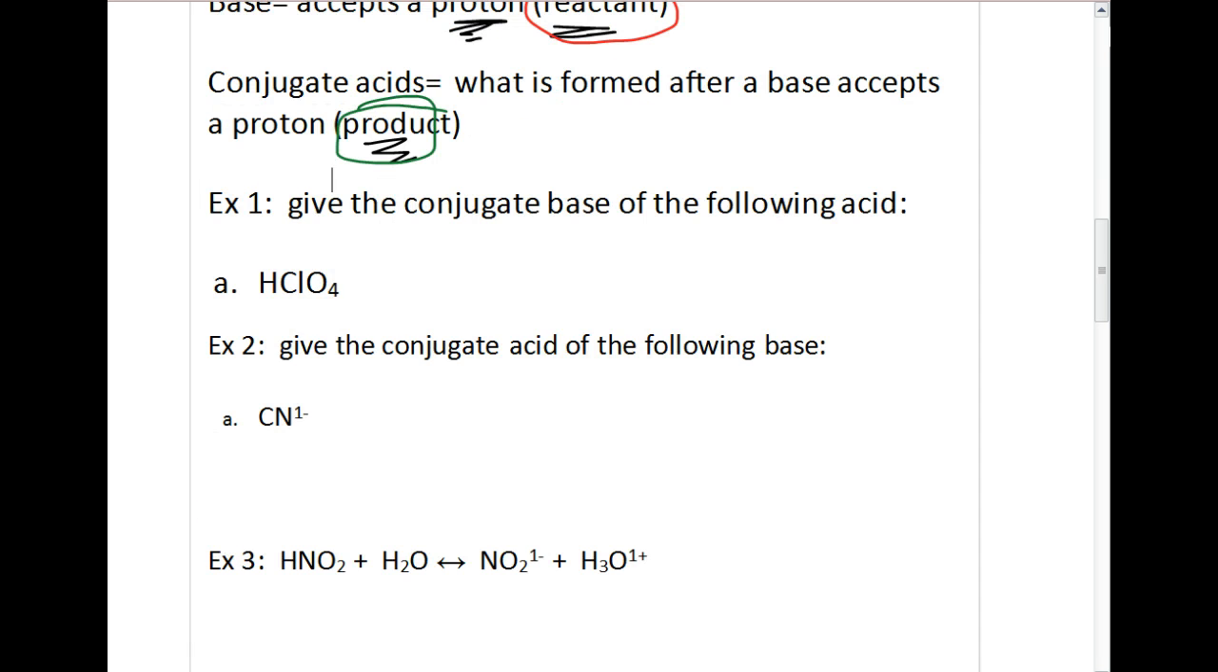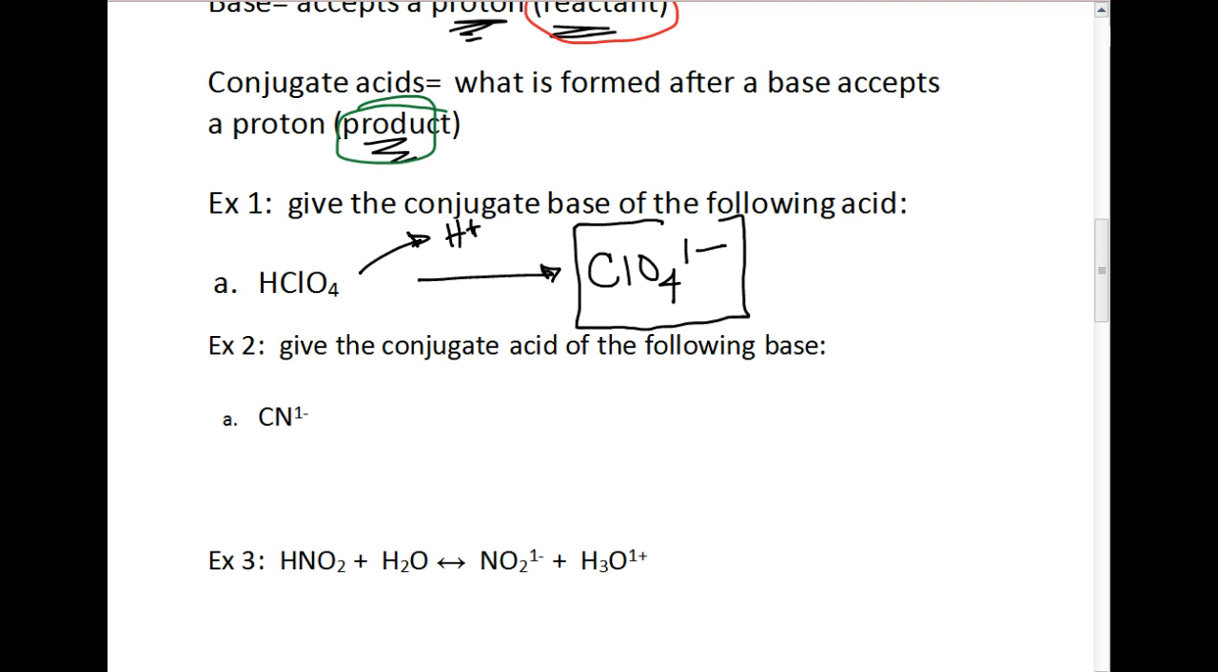First example, it says, give the conjugate base of the following acid. Now, remember, a conjugate base is what's formed after an acid loses its hydrogen ion. So if in this substance, the hydrogen ion is given away to somebody else, a base, what's going to be left is ClO4 1 minus. It has a 1 minus charge because the 1 plus charge on the hydrogen canceled it out to give a neutral compound. So we would say that the conjugate base of HClO4 is ClO4 1 minus.